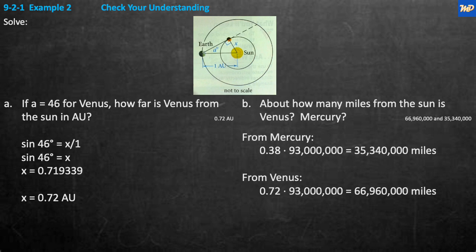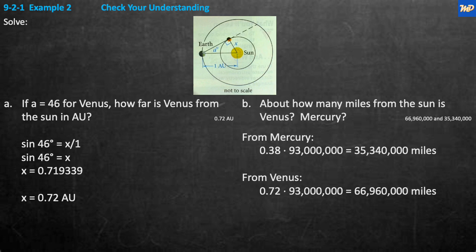Okay, I've given you some time to do that. I'm sure you've got the answers. So let's take a look at it. Same as we did before. If A is equal to 46 degrees for Venus, how far is Venus from the sun in astronomical units?